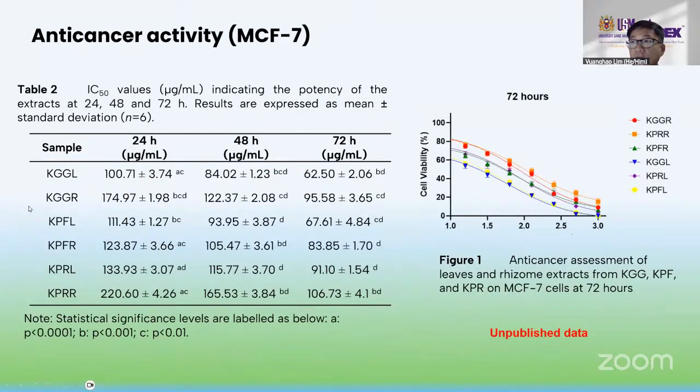Next, we tested the anti-cancer activity on MCF-7 breast cancer cells. Interestingly, we observed that several leaf extracts demonstrated stronger cytotoxic activity compared to their corresponding rhizomes. Among them, the Kaempferia galanga leaf shows particularly promising activity with lower IC50 values over time. These biological results were later integrated with the metabolomics data to identify the metabolites that are responsible for the observed anti-cancer effects.